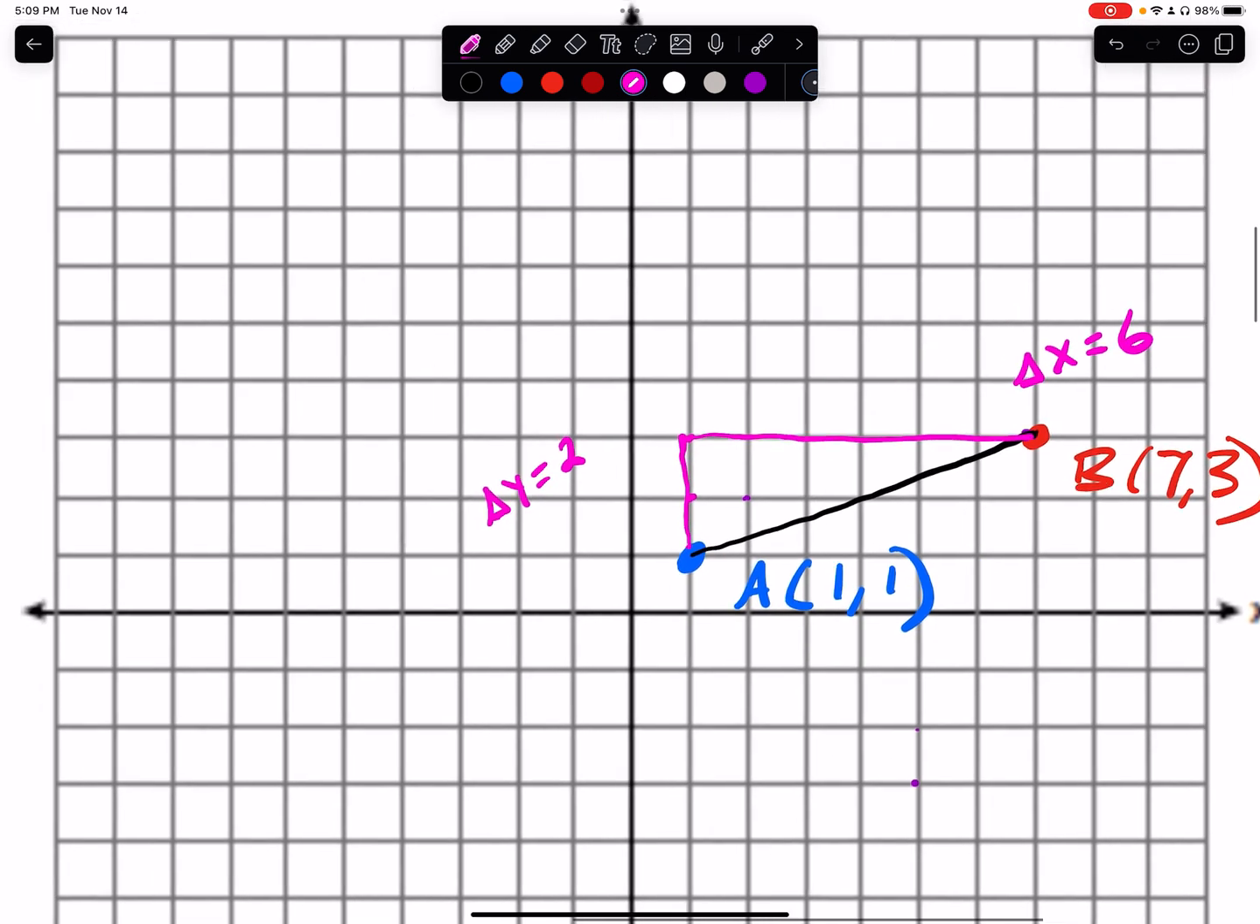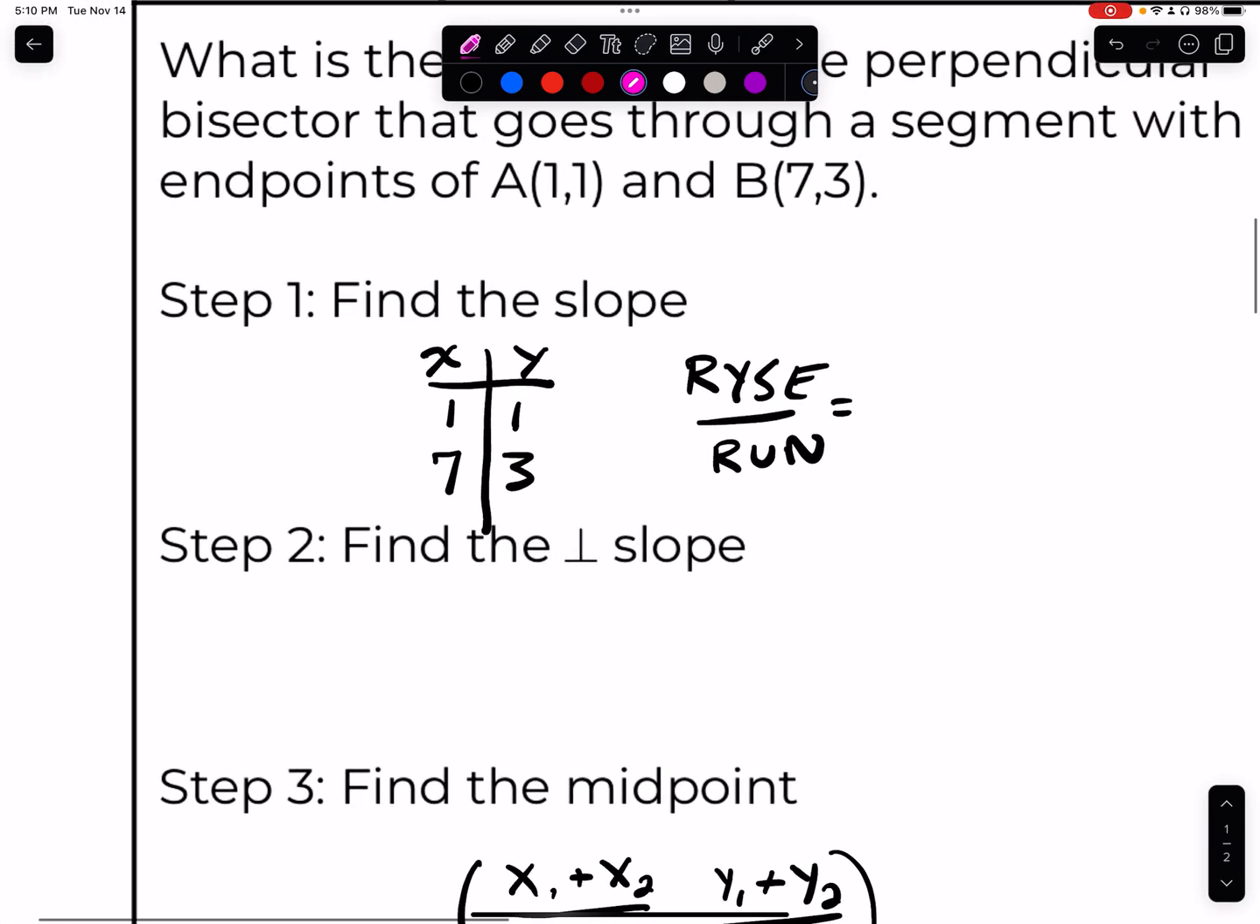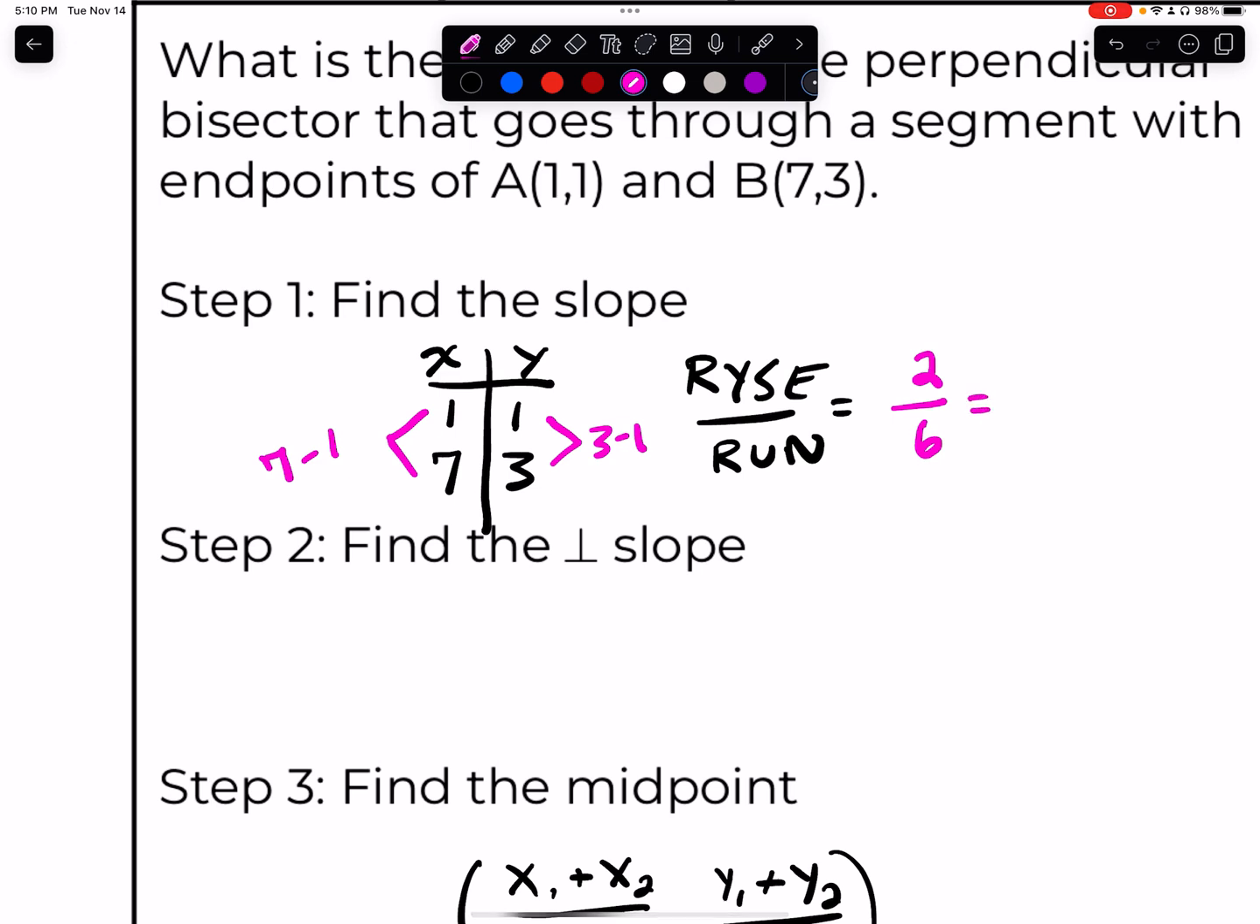If we transfer this over to a table, I laid out the points in a table. So what we can do here is determine that 3 minus 1, the change in the y, is going to be 2. And then 7 minus 1, the change in the x, is going to be 6. So that's how it looks on a table. If we simplify here, we find out that the slope of that line segment is going to be 1/3.